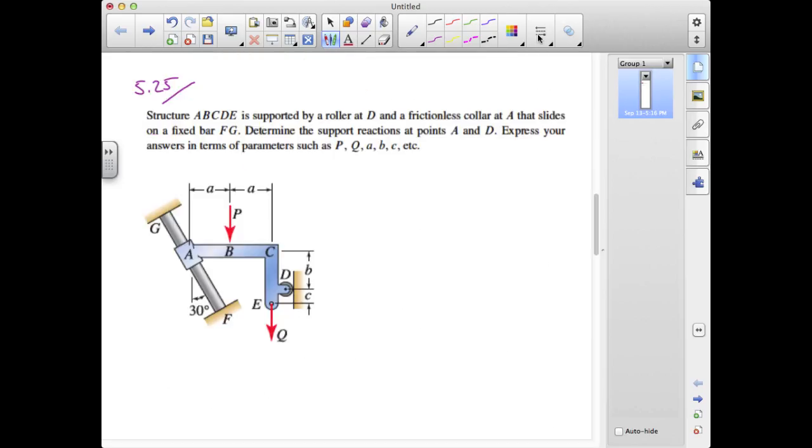For our second try-me problem, we have problem 525. We have a body, a structure, ABCDE, which is a single rigid body, supported by a roller at D and a frictionless collar at A, that slides along this fixed bar FG. We want to determine the support reactions at points A and D. This is a symbolic problem, so we want to express the result in terms of parameters, the external loads P and Q, as well as the distances little a, little b, little c, etc. Take a few minutes to try this problem yourself, so pause the video and resume playing when you're ready to see a solution.